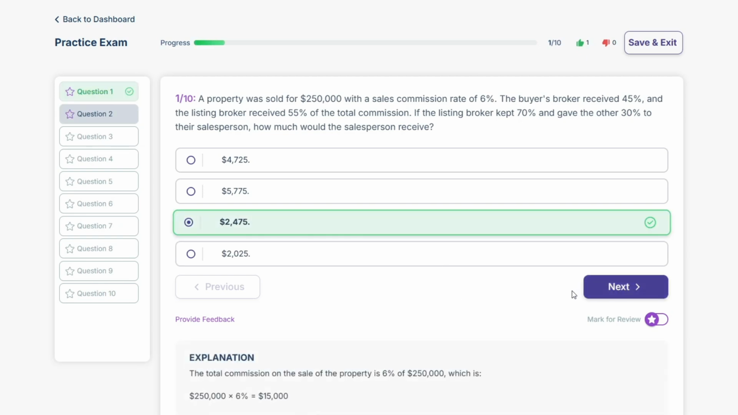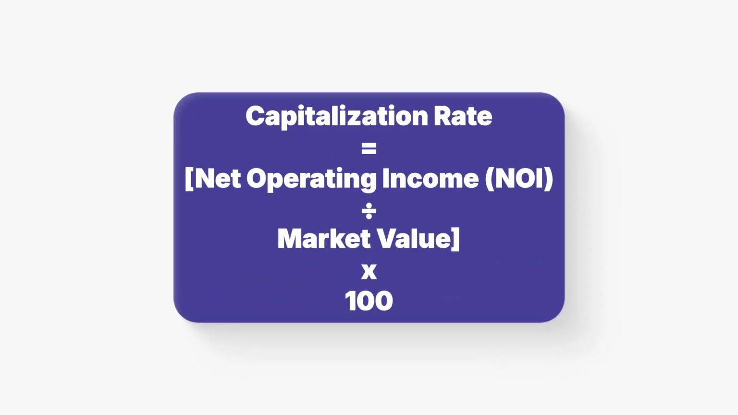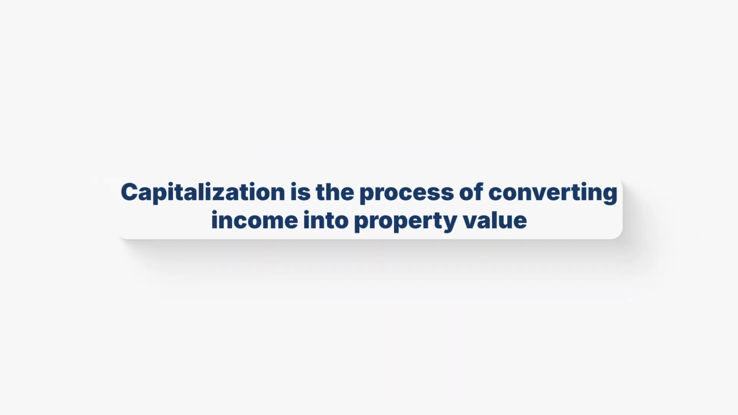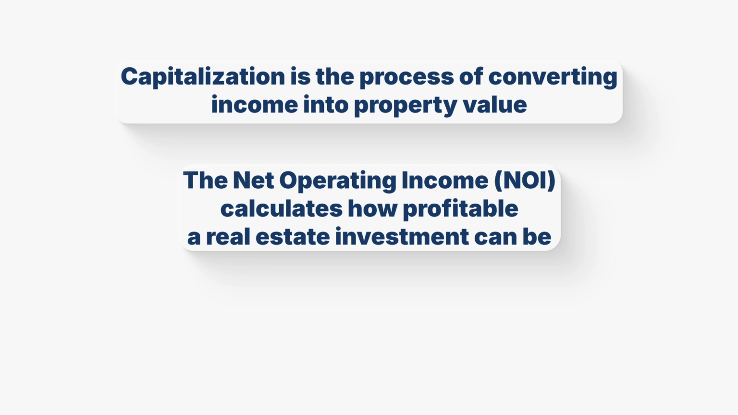Did you get it? Let's move into the second formula. Capitalization rate equals net operating income divided by market value times 100. In real estate, capitalization is the process of converting income into property value. Meanwhile, net operating income, or NOI, calculates how profitable a real estate investment can be.